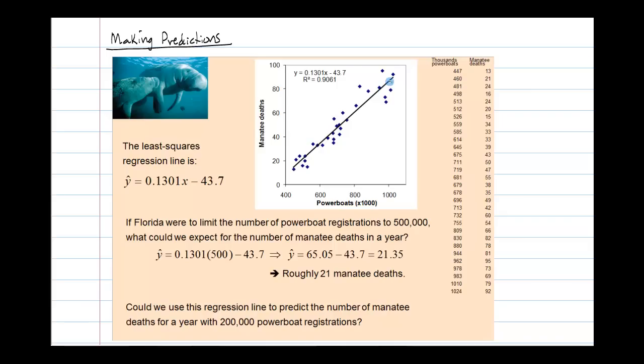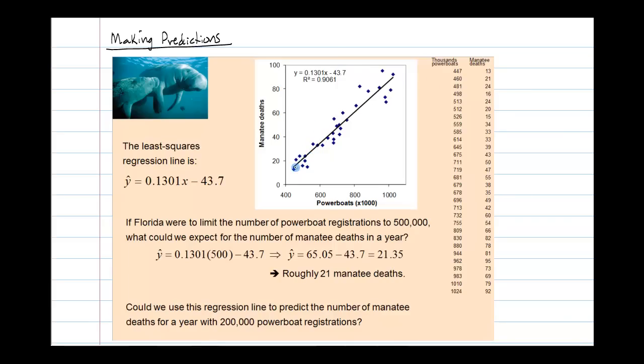We can also see that the correlation coefficient here would be positive. Now if we wanted to figure out what the correlation coefficient was, we would just take the square root of R squared. This is our prediction equation. The slope is 0.1301, and the y-intercept is a negative 43.7.